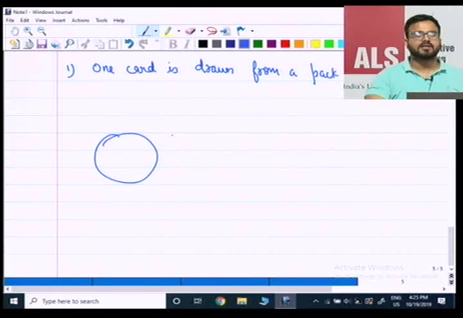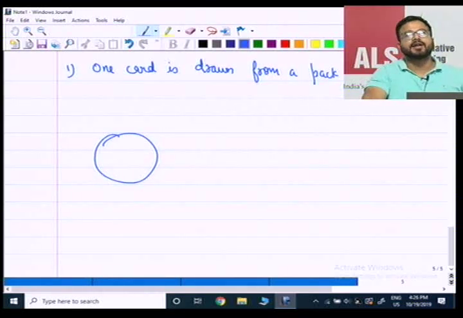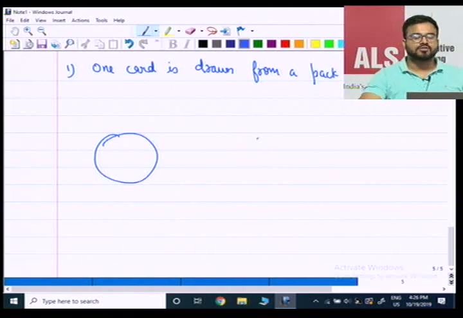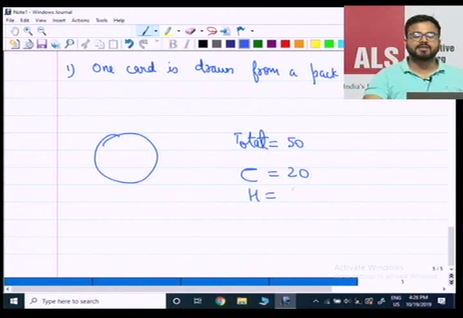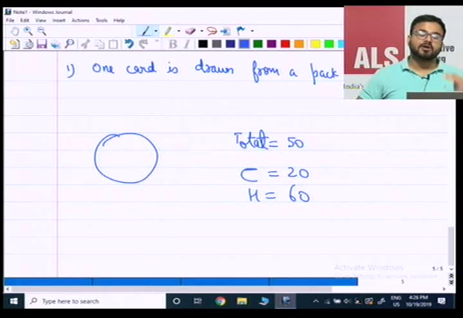Suppose in your class there are 50 students, and I say that 20 play cricket and 40 play hockey, so total students are 50, but cricket players are 20 and hockey players are 60. So how is this possible? Total students are 50, but hockey players are 60 and 20 are cricket players. It means something is common between them. Some of the students are playing both the games.